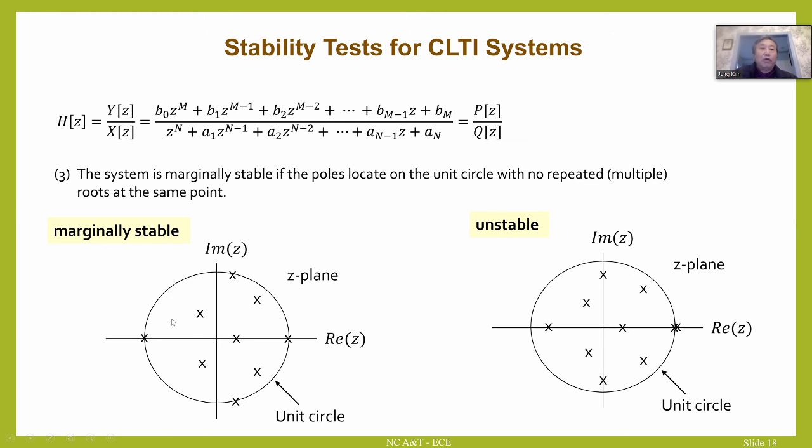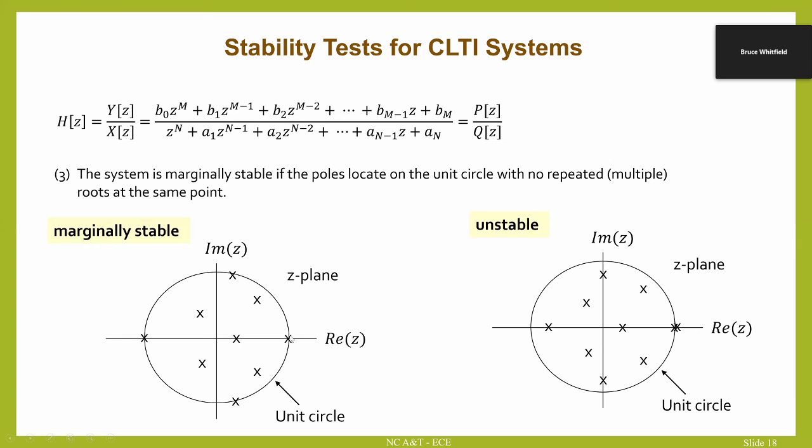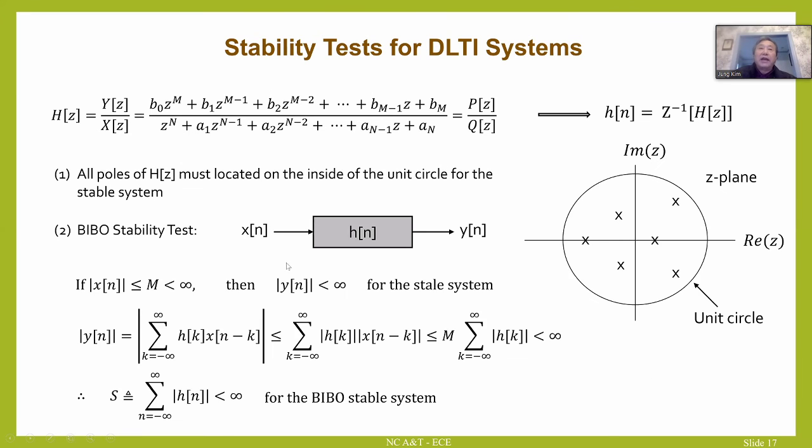And another case is a pole located on the unicircle like this one. Then we say that it is marginally stable. However, if we have a pole located on the unicircle but it's a multiple repeated root, a repeated two roots on the unicircle, then this is unstable. Okay, that's it. Very simple. Is marginally stable BIBO unstable? Yeah, it's BIBO unstable.